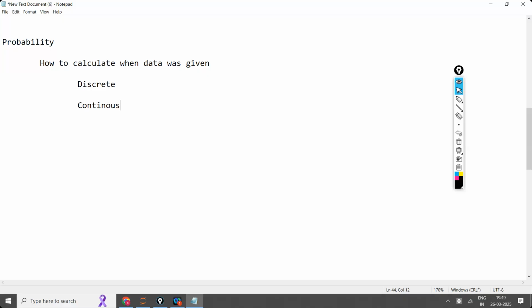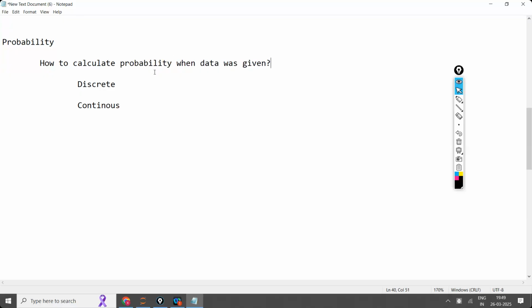So we have seen how to calculate probability when data is given to you. Without the data also we can calculate probability. That is the second one. Next, I will explain even that. That one we'll discuss in today's class.